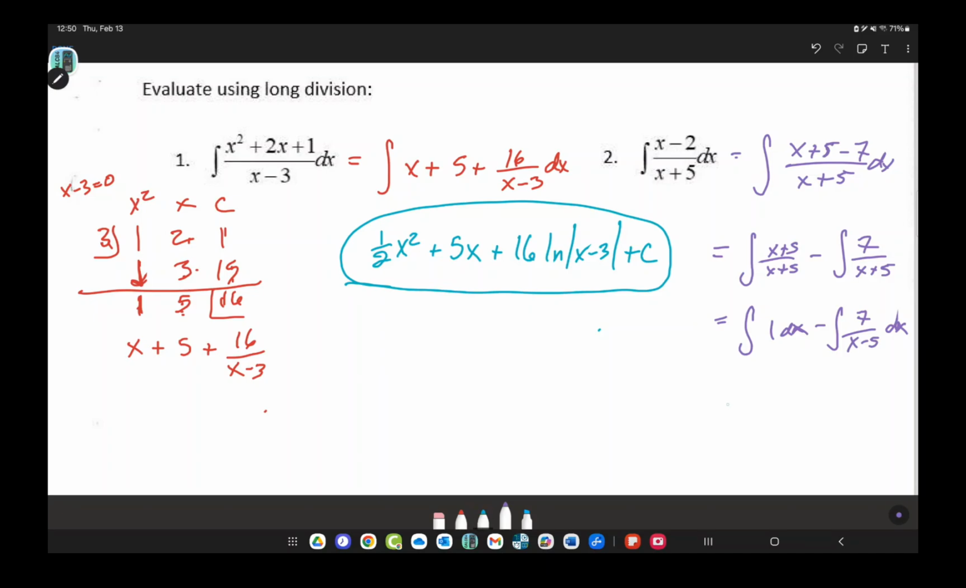Interval 1 is just x minus 7 times the natural log of x minus 5.